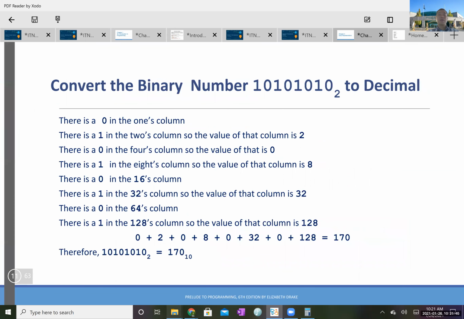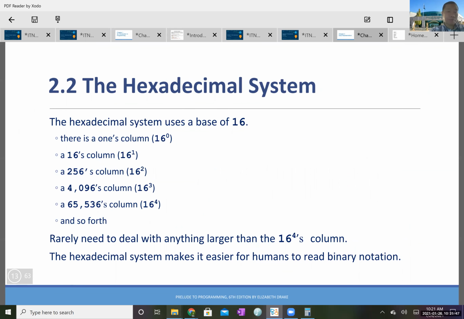Okay, so now we move to the hexadecimal system. Hexa means that for each of the digits, you have 16 possible values. Everything from 0 to 9, that's already 10 values, right? And for the next ones, you have A, B, C, D, E and F here.